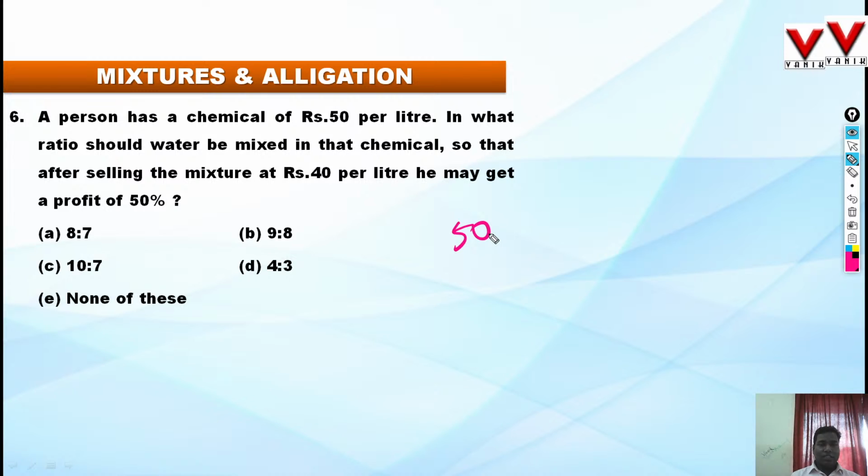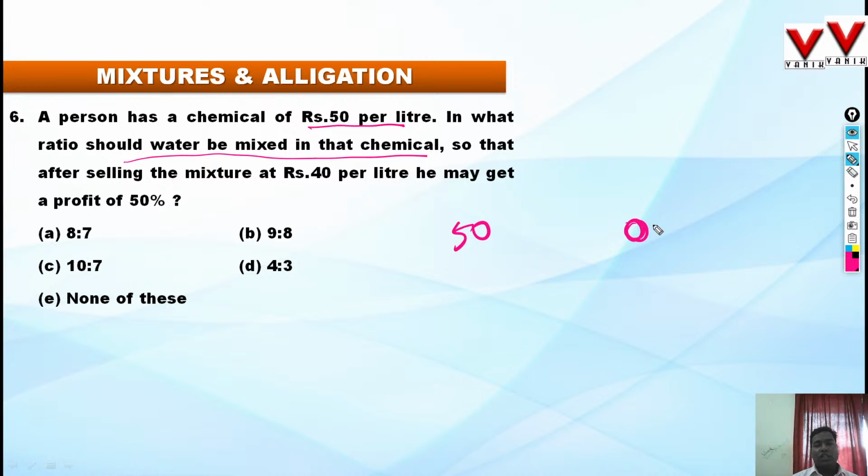Water price here is 0. Here the cost price of the chemical is 50 rupees, the cost price of the water is 0, and the selling price of the mixture is 40 rupees. So we find the cost price of the mixture.